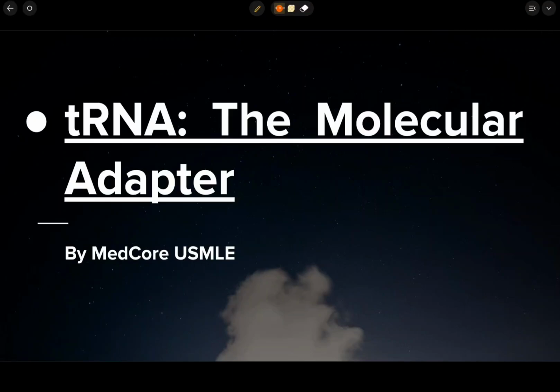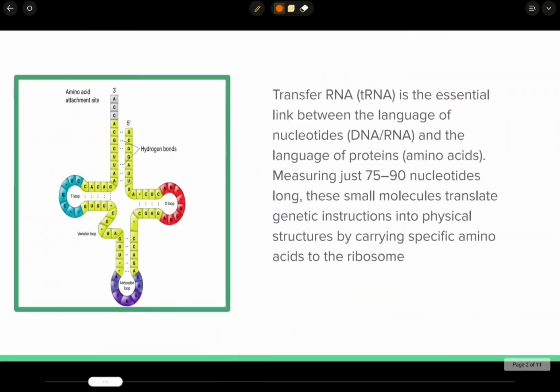Now we will discuss tRNA, the molecular adapter. tRNA is also known as transfer RNA. It is an essential link between the language of nucleotides, DNA and RNA, and the language of proteins, amino acids. It is 75 to 90 nucleotides long. These small molecules translate genetic instruction into physical structure by carrying specific amino acids to the ribosome.